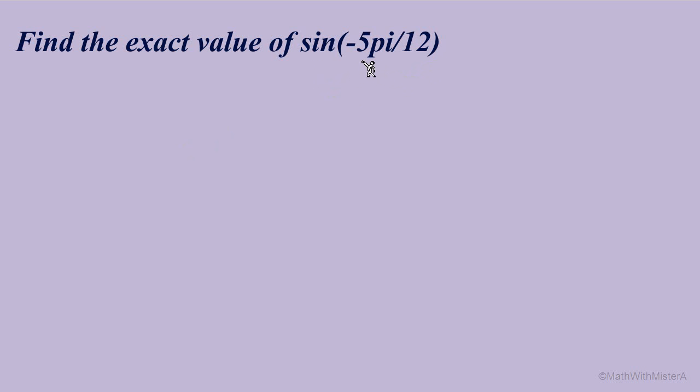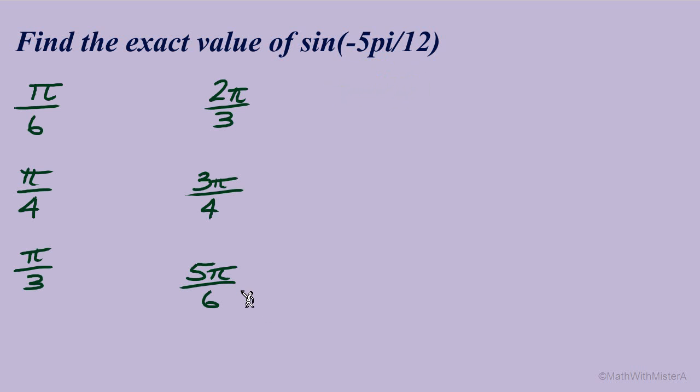And the reason we're doing that is because we want an exact value, but our angle measure, 5 pi over 12, or negative 5 pi over 12, neither one is one of our main increments on the unit circle, so we don't know an exact value for sine of that angle. Here are a few angle measures that we are familiar with from the unit circle.